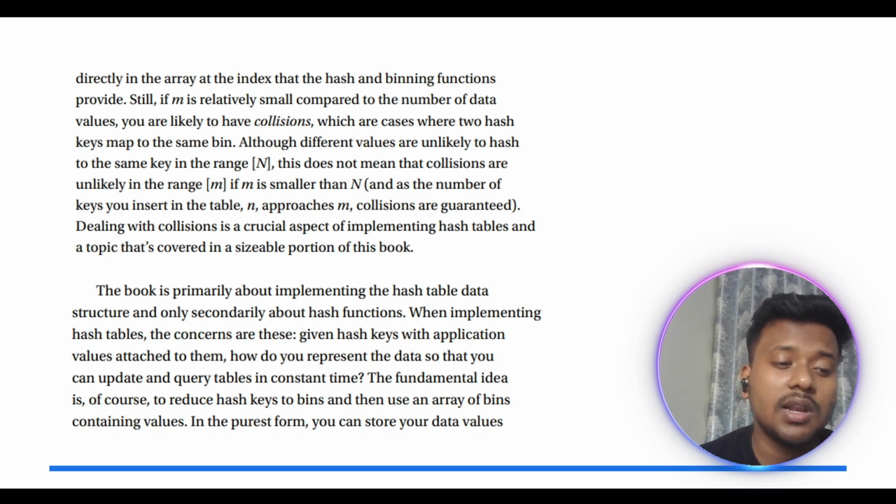The fundamental idea is of course to reduce hash keys to bins and then use an array of bins containing values. In the purest form, you can store your data values.